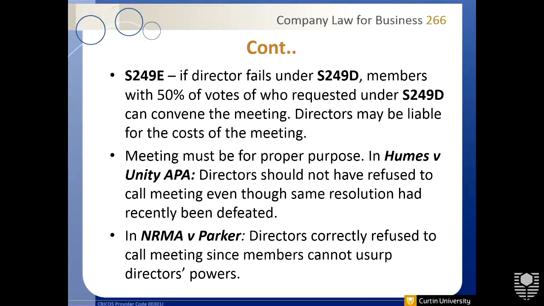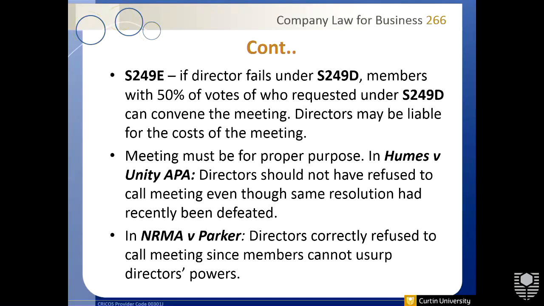In Humes and Unity APA, what happened was that they had a meeting where they wanted to remove some of the directors, and the resolution failed. When the resolution failed, again, the members tried to resurrect the same resolution. So they proposed the same resolution where they wanted to remove 8 out of the 10 directors. And this time, the directors refused to call for the meeting.